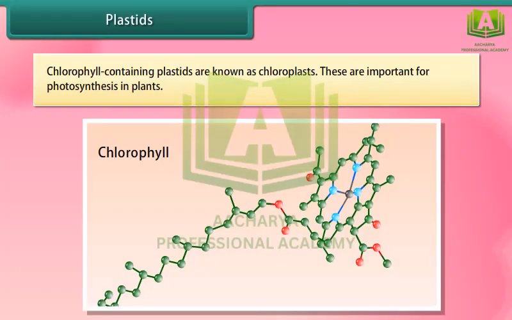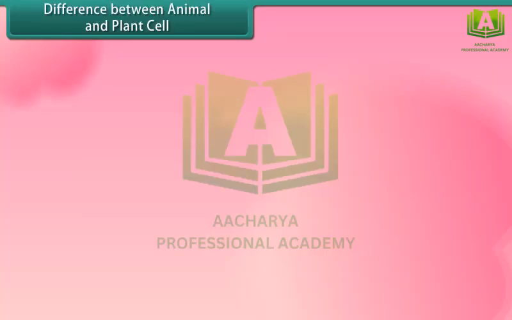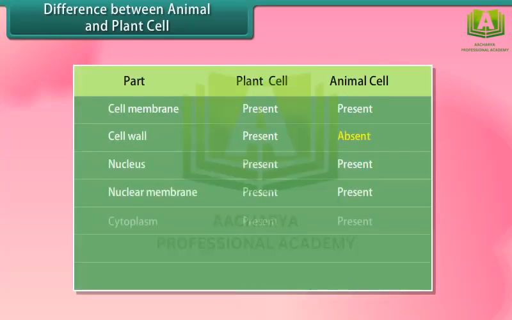Chlorophyll-containing plastids are known as chloroplasts. These are important for photosynthesis in plants. Difference between animal and plant cell. Summary.